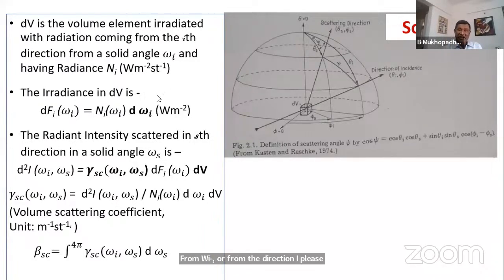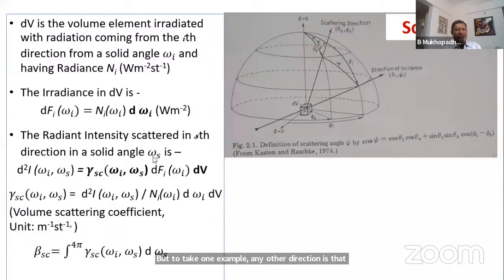Please don't get confused with I's and J's. It's so easy to remember that I is the incident direction, and S is the scattered direction. Radiant intensity scattered in the S direction now. That is this direction that I told you. It could be any other direction as well, but let's take one example, the S direction.